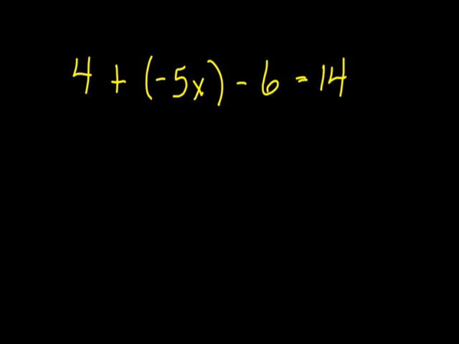Next one. 4 plus negative 5x minus 6 equals 14. So I check for fractions, don't have any. My variables are on the left, right here. I do have subtraction, so I'm going to do same, change, opposite right there. Okay, I don't have distributive property. Even though these are parentheses, it's just separating this negative from that plus.